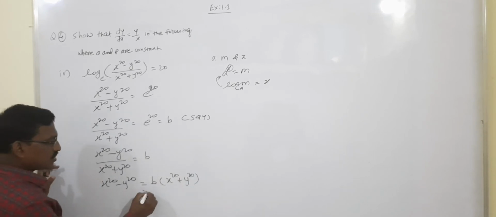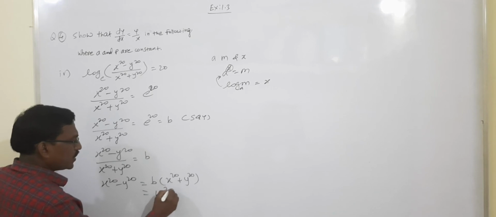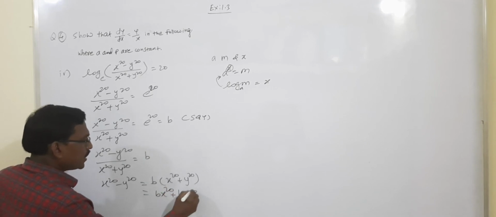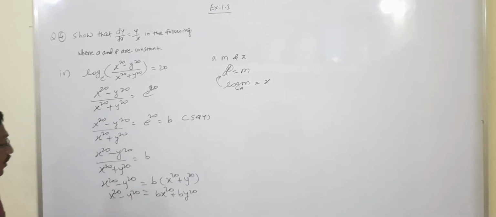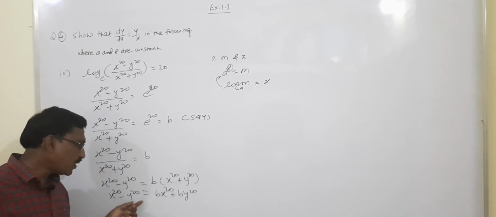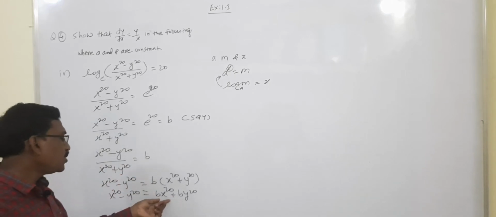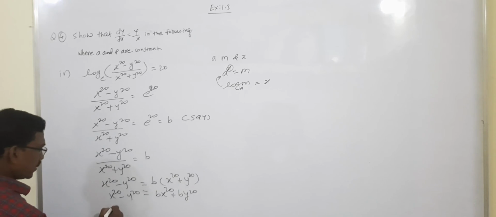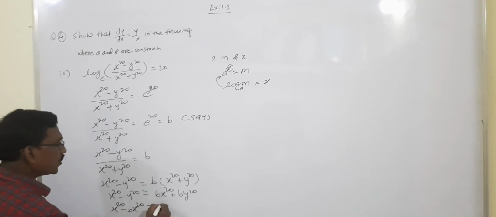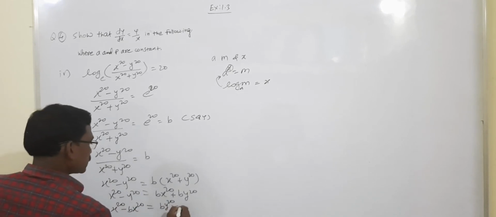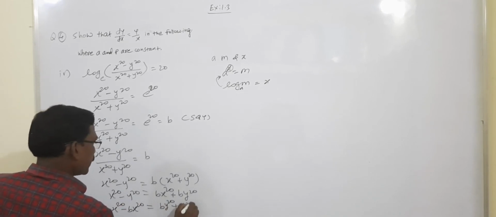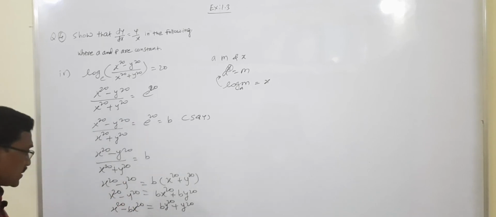Now we multiply this term: b into x to the power 20 plus b into y to the power 20, and on this side x to the power 20 minus y to the power 20. Now we take this minus y to the power 20 to the right hand side and b into x to the power 20 to the left hand side. So it becomes x to the power 20 minus b into x to the power 20 is equal to b into y to the power 20 plus y to the power 20. When we take it to the right hand side, it becomes plus this term.